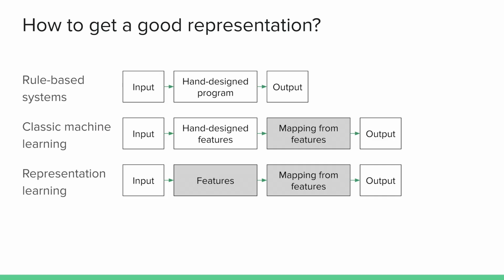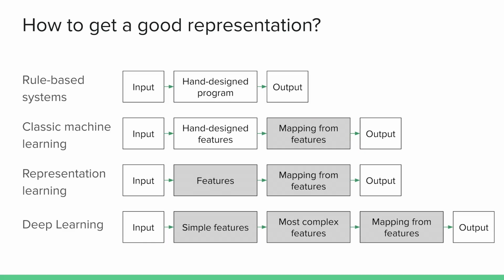And the final step to go from representation learning to deep learning now is that we have many layers, and they work in such a way that they learn to extract simple features in the first few layers, and then more complex features in middle layers, and the most complex and meaningful features in the topmost layer. Then these features can be mapped to our output, and all of the gray boxes here can be learned by the machine and should be learned by the machine.